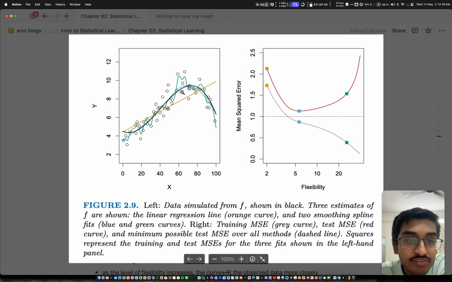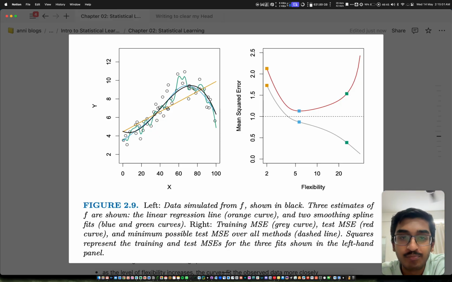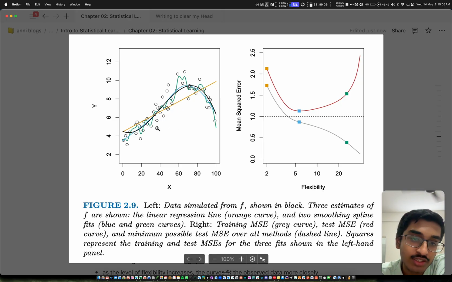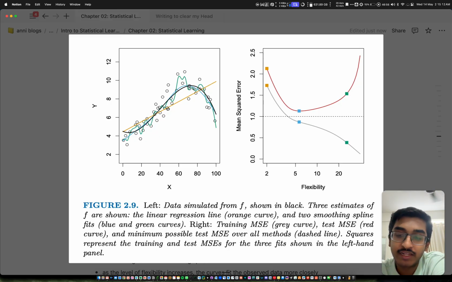The black curve is basically the actual function. It's f of x. It's the holy grail. And then there are 3 curves fitted: the orange one, the green one, and the blue one. The orange one is linear regression. It's a straight line. It's very inflexible.